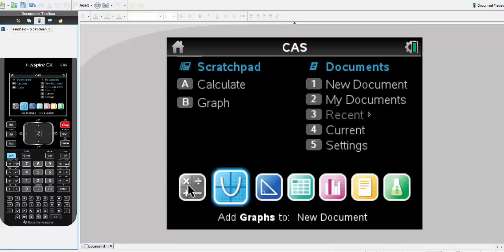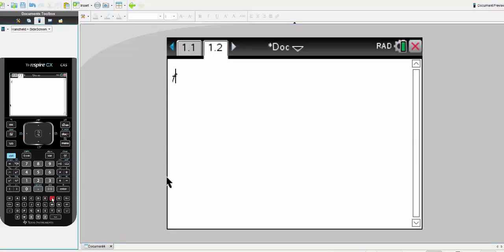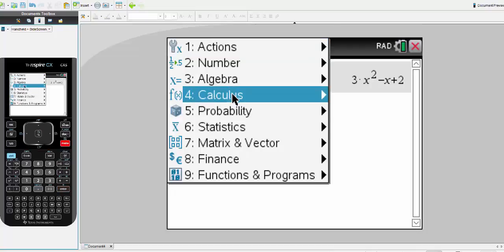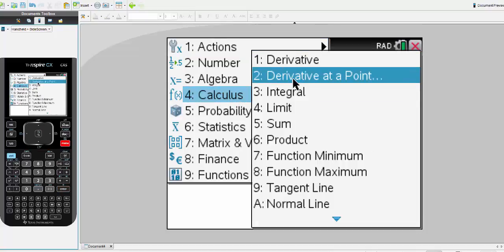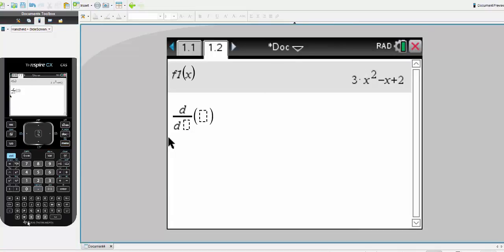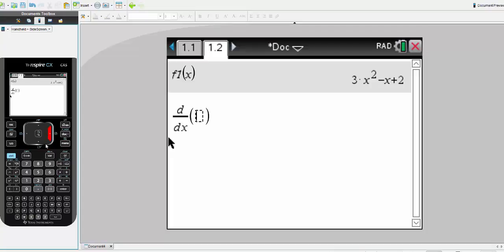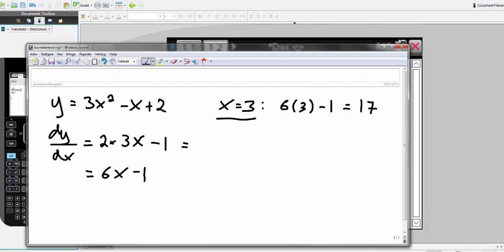First, we can open up a graphs page. We can just have a look at the function f1 of x. This is the function. So how about we find the derivative. It doesn't say dy dx, but it says d derivative and then of the whole expression dx. So the name of our function in the calculator is f1 of x. And there we go, 6x minus 1. You remember, 6x minus 1.